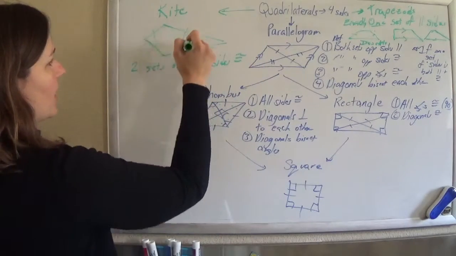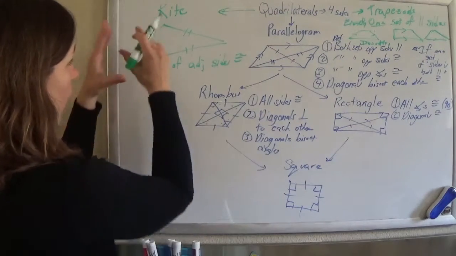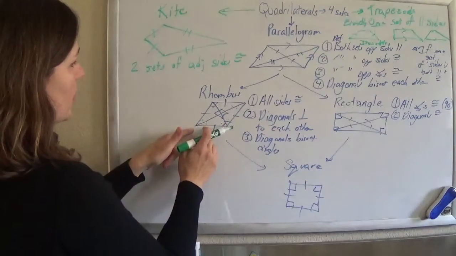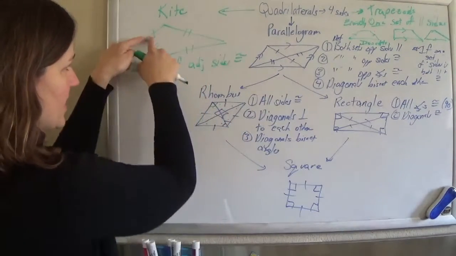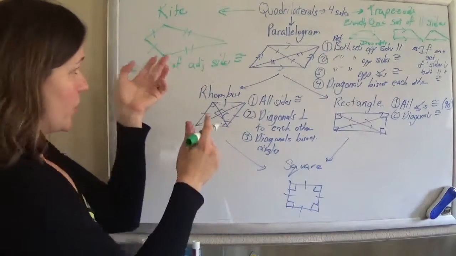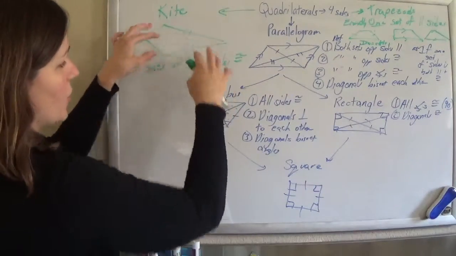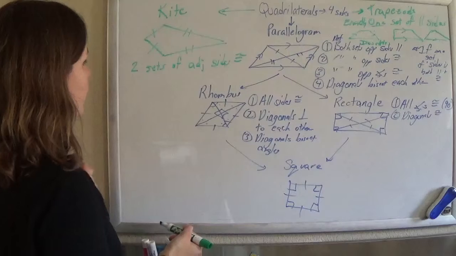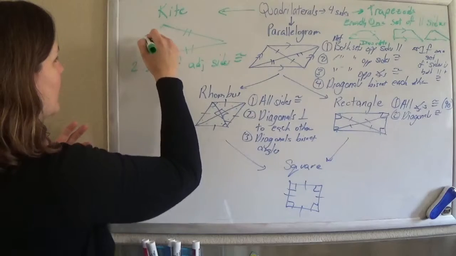So this guy's congruent to that guy, and that guy's congruent to that guy. Now, if they all were congruent, then the kite would be a rhombus. So in fact, some people say that these have to be distinct, that this can't be congruent to that. But there are other definitions where it's okay to say that they're just all the same, like this is congruent to that and that's congruent to that and they're all the same. So then by that definition, a rhombus would always be a kite. But anyway, so that's that. Two sets of adjacent sides.